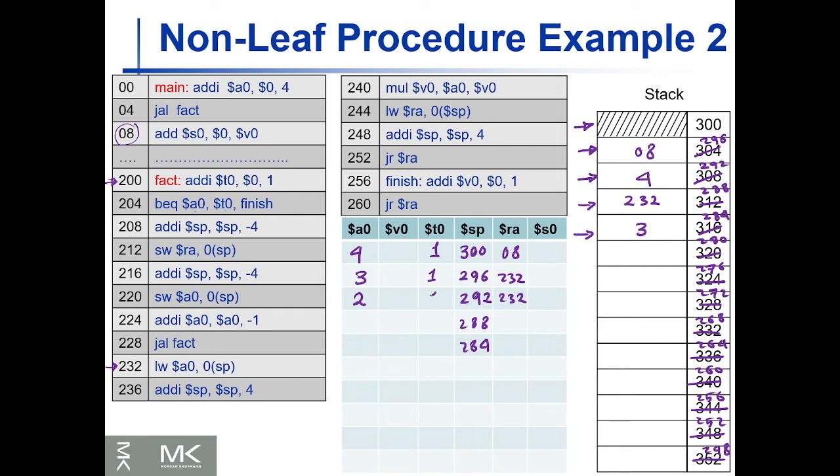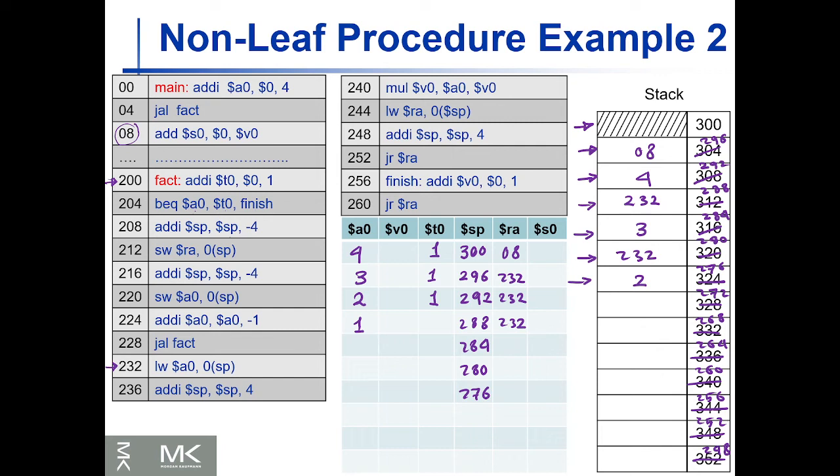So again T0 is 1. Then we compare, 2 doesn't equal 1, so we go to 80. Now we are here. Store RA 232, 276. We are here. Store A0 2. Jump is, so this becomes 1. Jump and link to fact again, 232, because we make jump and link. We're gonna go back here.